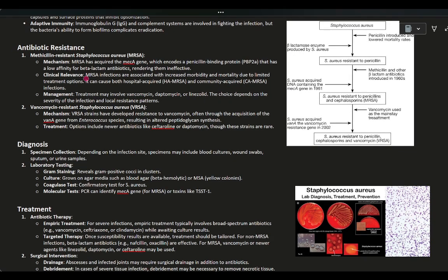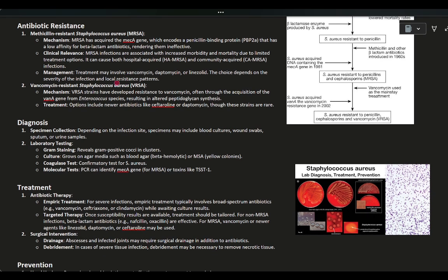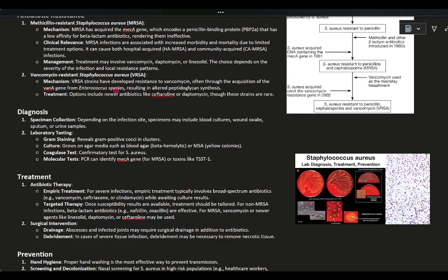It is clinically relevant because this form of resistance is associated with increased morbidity and mortality due to limited treatment options. It can cause both hospital-acquired and community-acquired infections. To manage this, we may have to utilize vancomycin, daptomycin, or linezolid, and the choice depends on the severity of the infection along with the local resistance patterns.